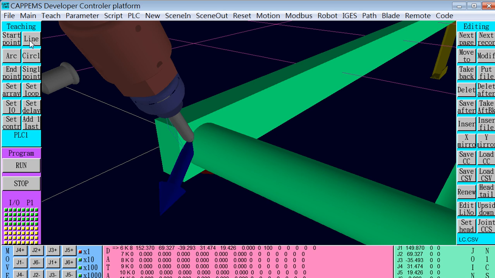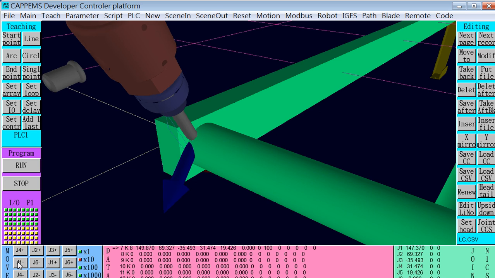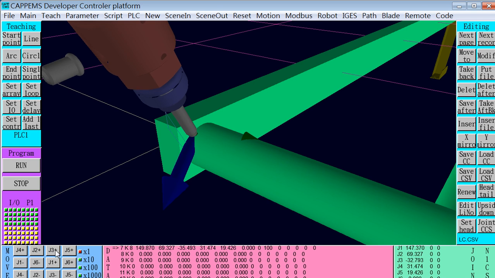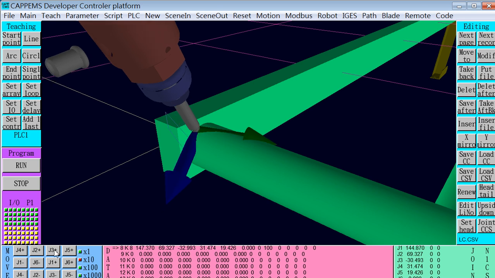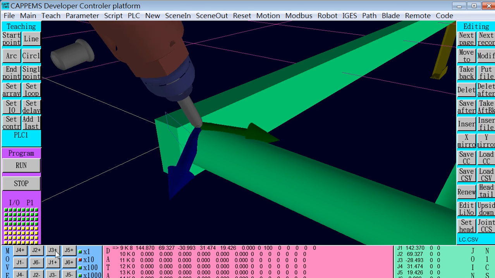Okay, line. J1 minus, J3 plus. Okay, J1 minus, J3 plus. Okay, J1 minus, J3 plus.